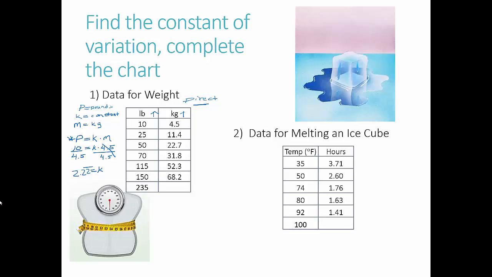Now, we know that K is constant. So if I picked a different row of the chart, I should get the same value for K. But let's try it out. I'm going to take the second row of the chart. So in the second row, going back to my formula, the P, the pounds are 25. The K we think is 2.2 repeating. And we're going to check that out. So I'm still going to use it as a variable. And I know that the metric weight is 11.4.